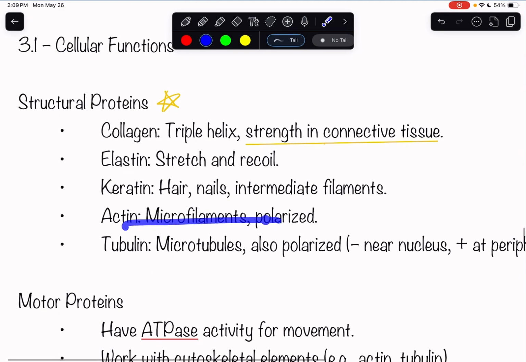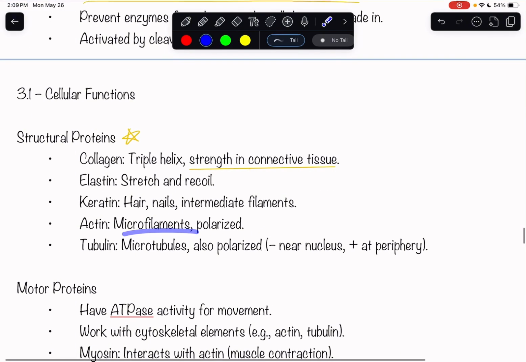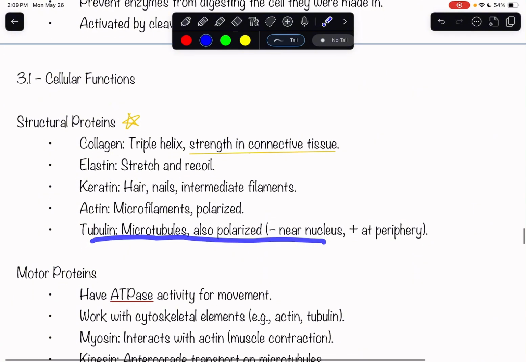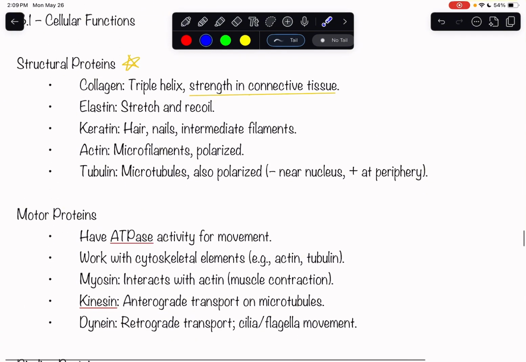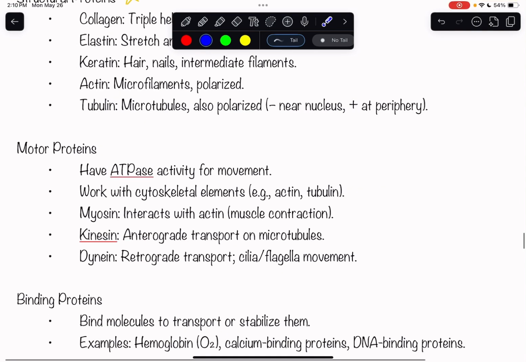Actin, microfilaments. I feel like by now we should all know what microfilaments are. So these are easier to remember. And then we know our tubulins, so microtubules. Okay, so we're going to talk a little bit more about motor proteins and what they use. So we're going to go ahead and talk about motor proteins.